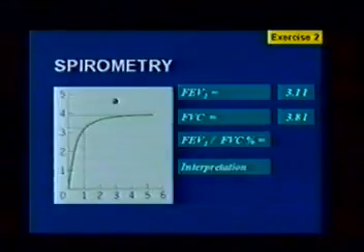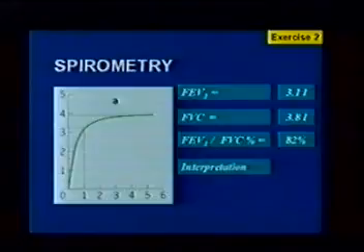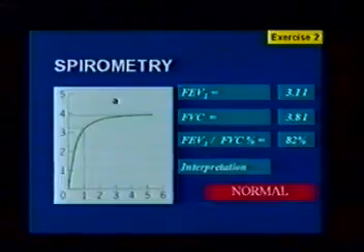In this case, FEV1 is 3.1, forced vital capacity is 3.8, the ratio is 82%, and this is a normal spirometry chart.